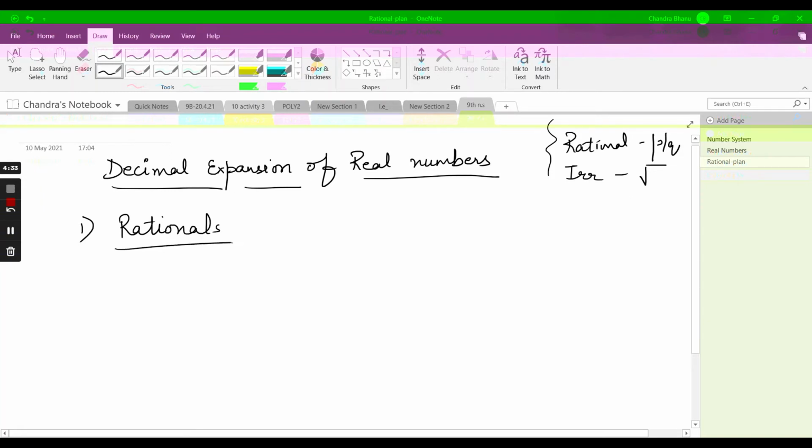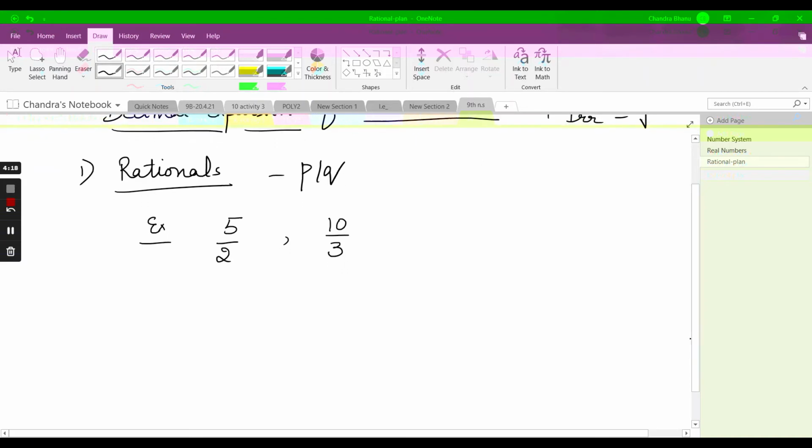All of us know that rationals are of the form p by q. So let's take an example. I'm taking an example like 5 upon 2. This is a rational number. And I'm also taking 10 upon 3. I've taken two different rational numbers.